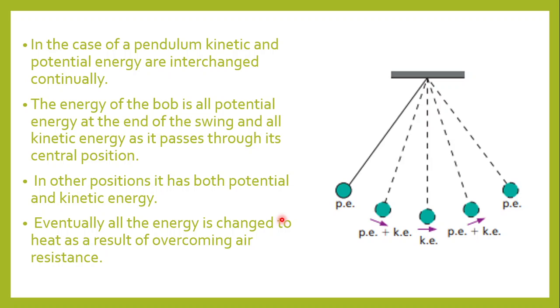In the case of a pendulum, kinetic energy and potential energy are interchanged continually. The energy of the bob is all potential energy at the end of the swing, which means this point or this point, because these are the ends of the swing, and all kinetic energy as it passes through its center. At this point, it's just kinetic energy. In other positions, it has both potential and kinetic energy, literally any place between these points. Eventually, all the energy is changed to heat as a result of overcoming air resistance.